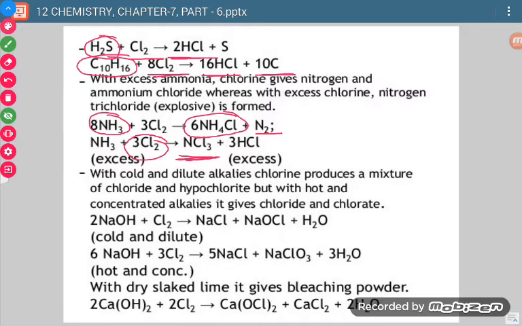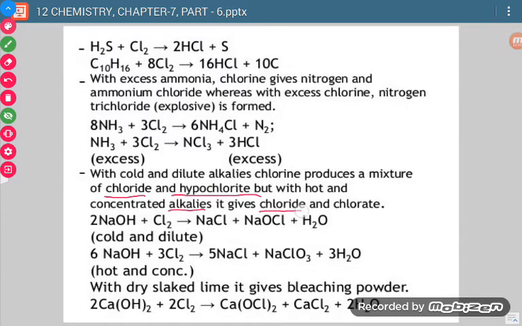Now with cold and dilute alkalis, chlorine produces a mixture of chloride and hypochlorite, but with hot and concentrated alkalis it gives chloride and chlorate. So see, chloride is always formed, but if it is dilute alkali then hypochlorite is formed, and if it is concentrated alkali then chlorate is formed. So if we take cold and dilute sodium hydroxide, then sodium hypochlorite is formed, and if we take hot and concentrated, then sodium chlorate is formed.